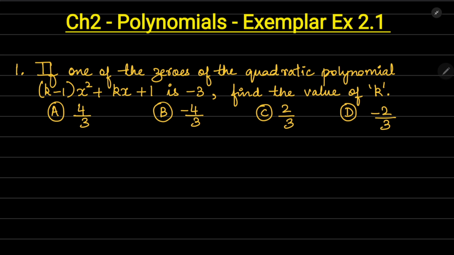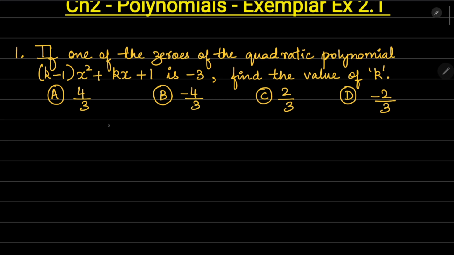So what are we given? We are given one of the zeros is nothing but minus 3. First of all, let us write what is the polynomial p of x. So let the polynomial p of x be (k minus 1) into x square plus kx plus 1. This is the given polynomial. And we are given one of the zeros of this p of x is minus 3.